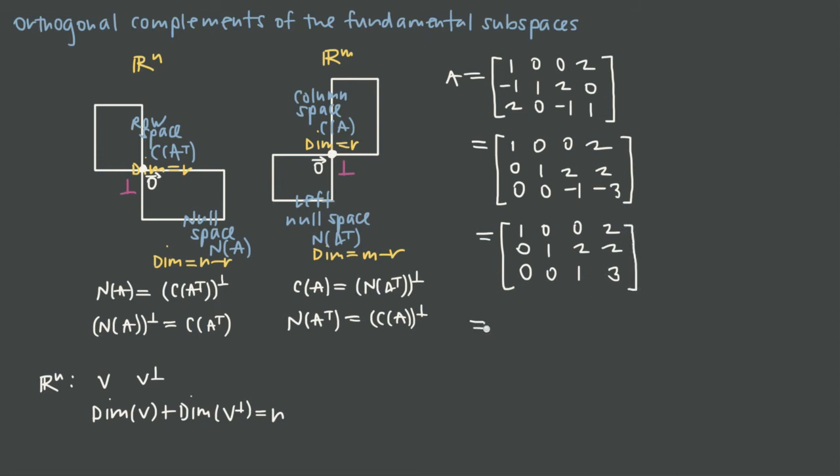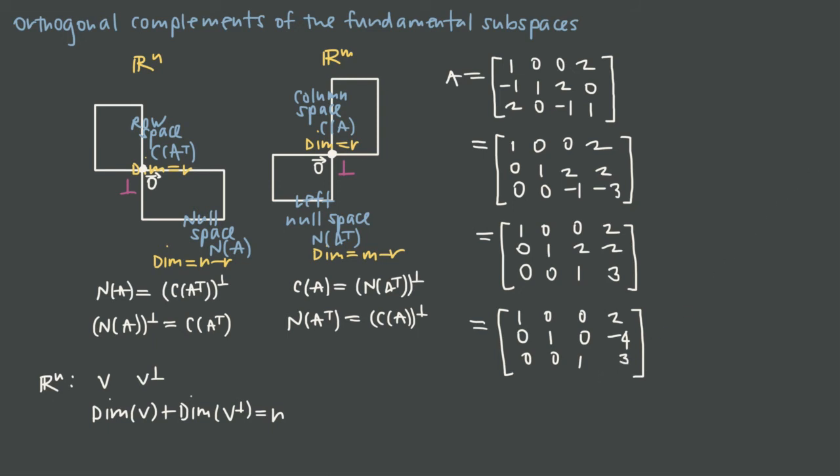Then we'll take away 2 of the third row from the second row, so 1, 0, 0, 2. Then we'll say 0 minus 2 times 0 is 0, 1 minus 2 times 0 is 1, 2 minus 2 times 1 is 2 minus 2, or 0, 2 minus 2 times 3 is 2 minus 6, or -4, and then 0, 0, 1, 3. And now we have our matrix in reduced row echelon form.